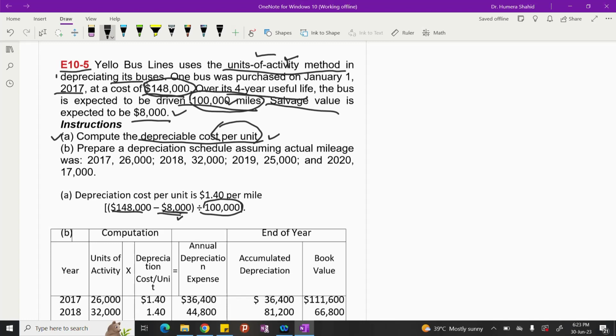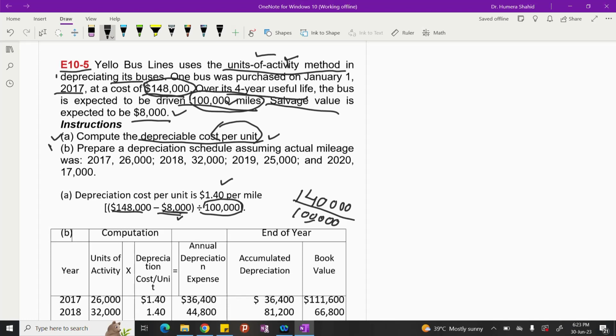So if I minus 8,000 out of 148,000, that will be 140,000 divided by 100,000 miles. So I get 1.4 per unit, meaning per mile depreciable cost. So if the bus drives 1 mile, it will be depreciated 1.4. If it drives 2 miles, 2 multiplied by 1.4. If it drives 1,000 miles, 1,000 multiplied by 1.4. So this is 1.4. This is how we will be calculating the depreciation.